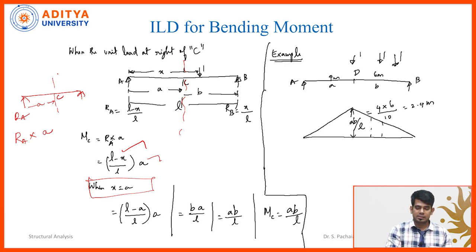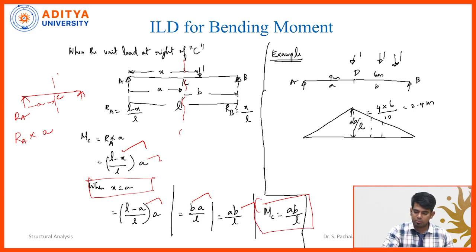So putting x is equal to a, I will be getting (L minus a) by L multiplied by a. L minus a is nothing but b, so ab by L. So I am getting ab by L once again. So this is to cross verify. Okay, so this is the value of MC.